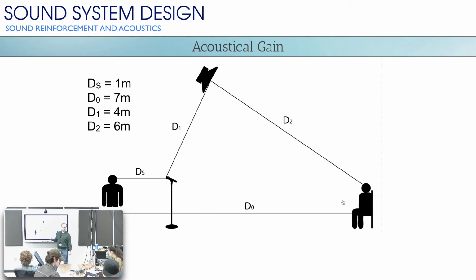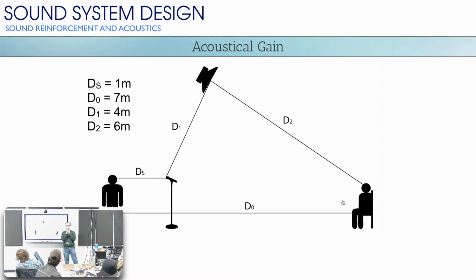We're going to do this in meters today just for fun, right? This is one example where doing it in metric makes the math easier. Okay, so the talker's 1 meter away from the microphone. The talker is 7 meters away from the listener, and so on and so forth.